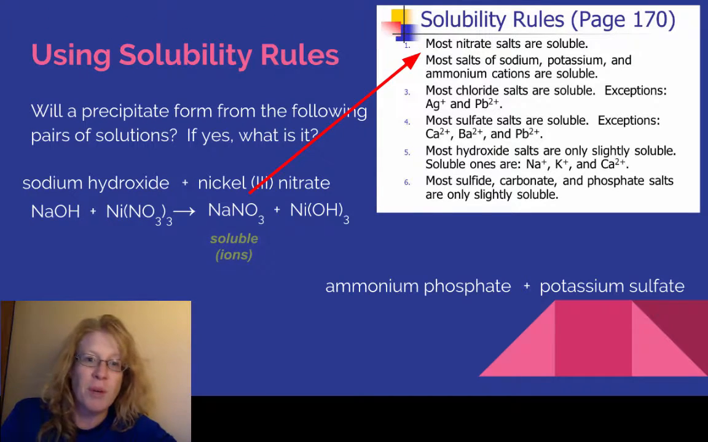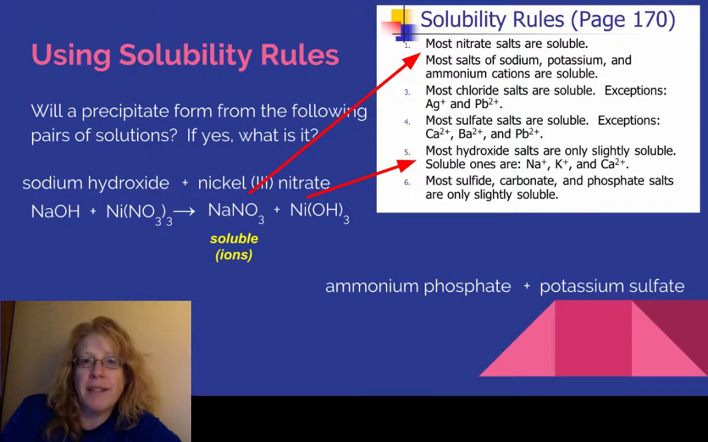So our second one is going to be nickel hydroxide. Let's take a look at this. We have to work our way a little further down. Rule number 1 is about nitrate. Rule 2 is about sodium, potassium, etc. That doesn't apply. Rule 3 is about chloride. Doesn't apply. Rule 4, sulfate. Doesn't apply. Rule 5, hydroxide. There we go. That's the one we're looking at.